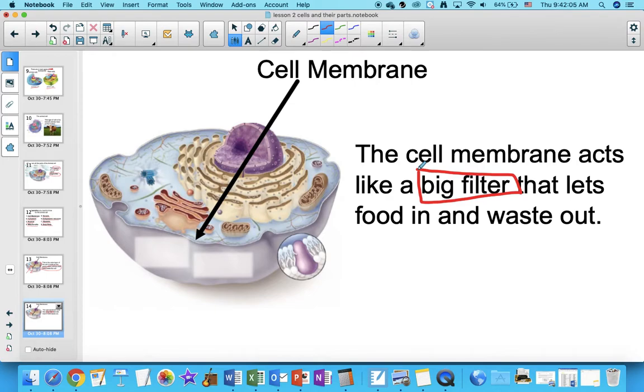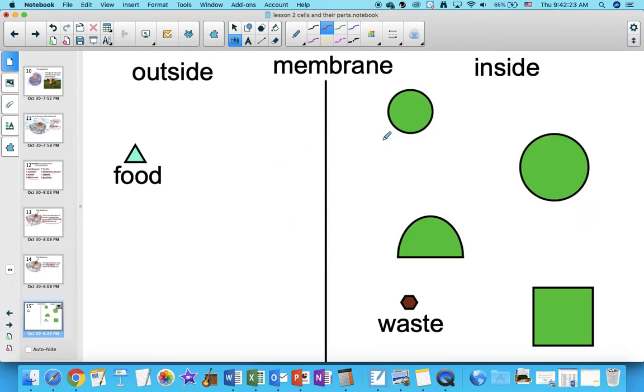The cell membrane acts like a big filter. It lets things in and kicks things out. And that's basically its job. It's more complicated than I'm saying, but in a nutshell, that's what it does. It acts like a big filter that protects the cell from its own waste and allows the cell to take in food. So this is a small picture I want to show so that it can help illustrate how the cell membrane works.